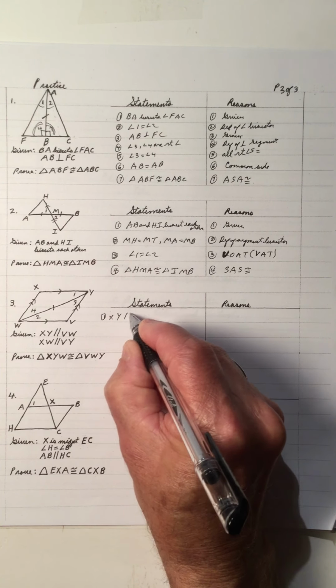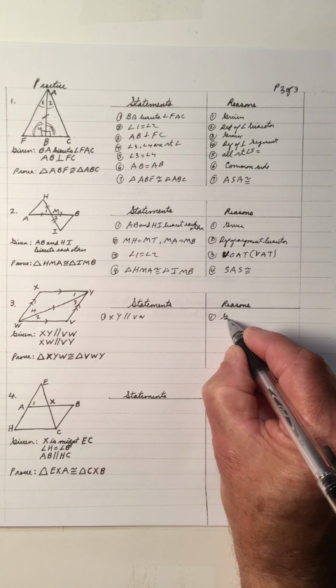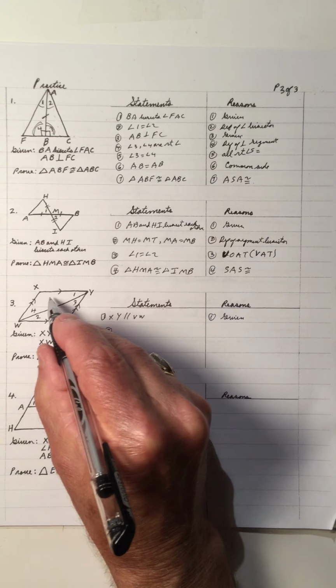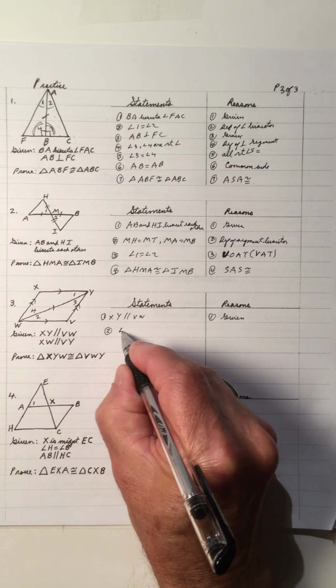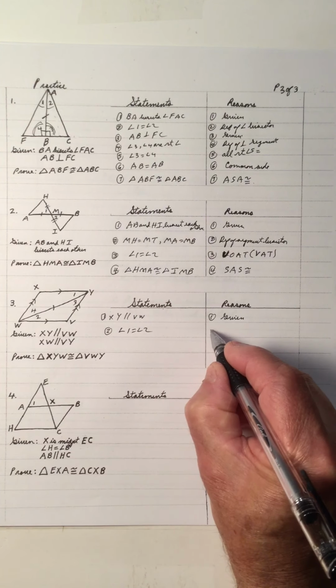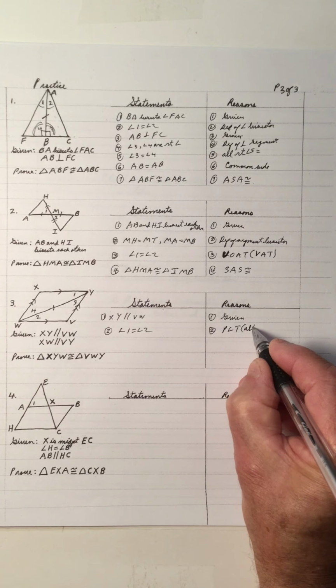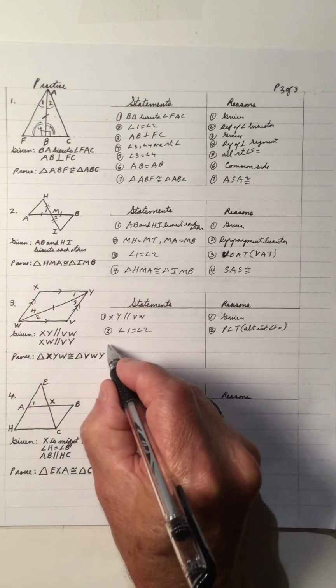Now I'm going to do one parallel line at a time. I could do the 2 of them into one, but I'm doing the 2 of them separate to show you. So if XY is parallel to VW, then angle 1 equals angle 2. That's PLT, alternate interior angles equal.